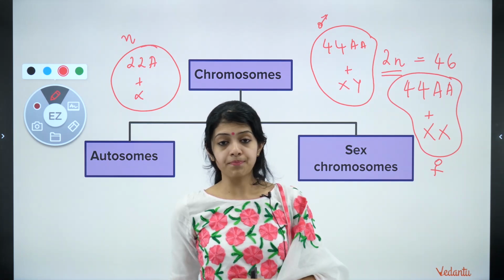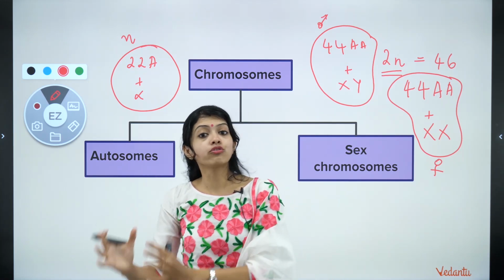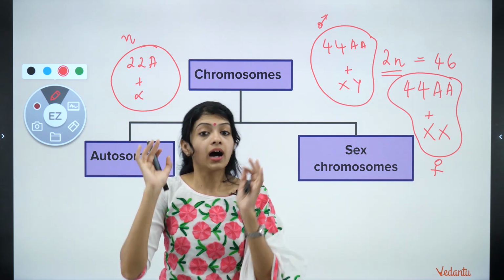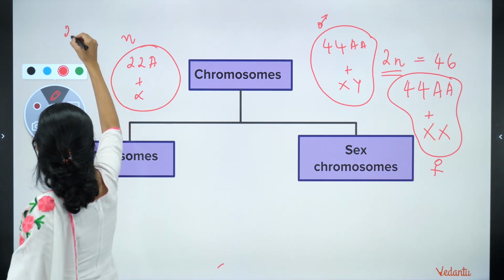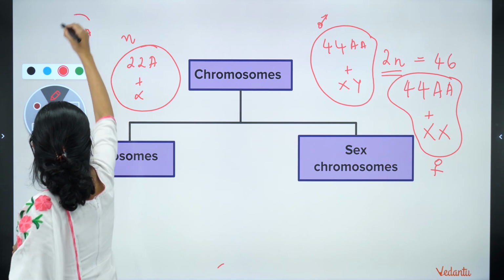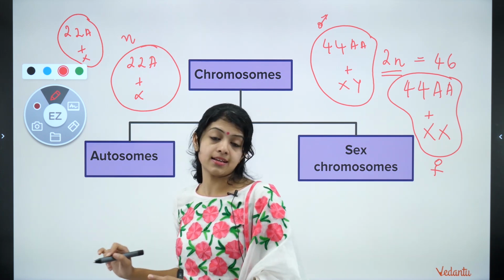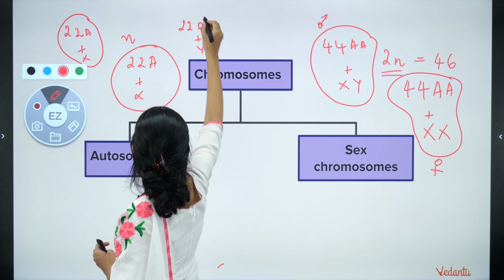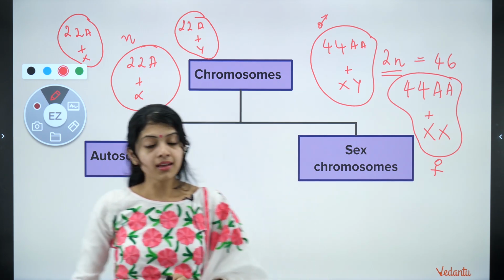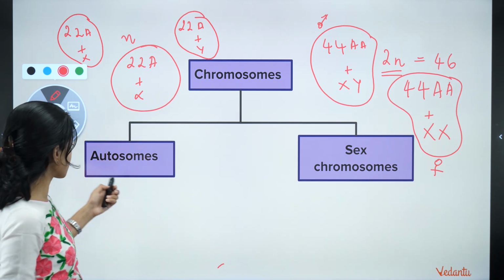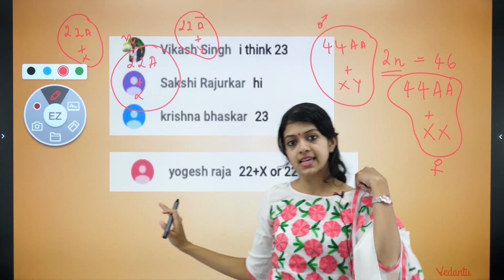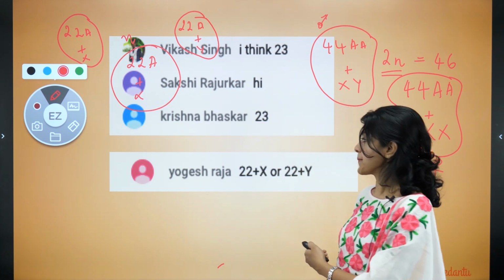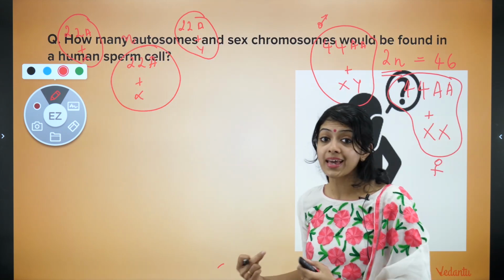Whereas in the case of a male, sperms can be of 2 different types. Approximately 50% of the sperms produced by a male would have 22 autosomes and an X chromosome, while the remaining 50% of the sperms would have 22 autosomes and a Y chromosome. Which is why I was telling you that Yogesh's answer here is the most appropriate and the most correct one, 22 plus X or 22 plus Y. Thank you very much once again, Yogesh, for coming up with a quick and correct answer.